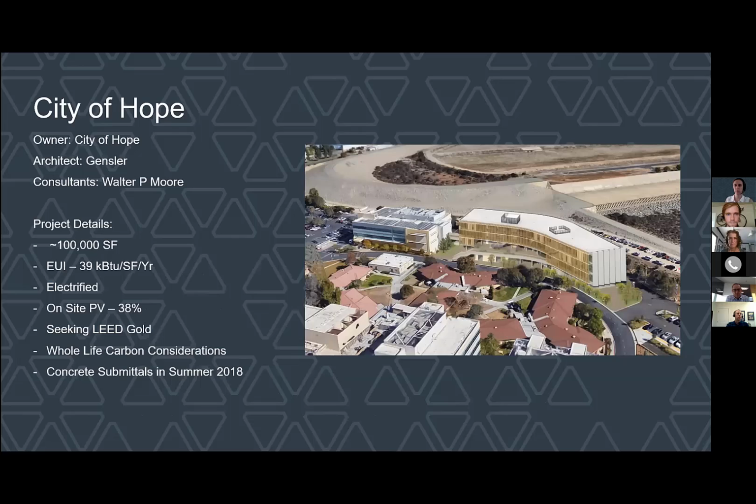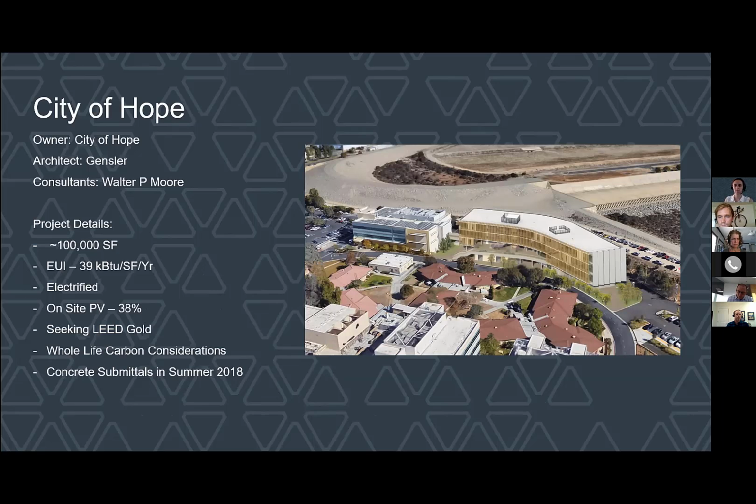So the project is the City of Hope administration building. Here's the rendering. It's the building over on the right by the dam. The owner is City of Hope, and it was designed by Gensler. We served as structural engineer, enclosure engineer, and performed the whole building LCA. It's about 100,000 square feet, a little less.